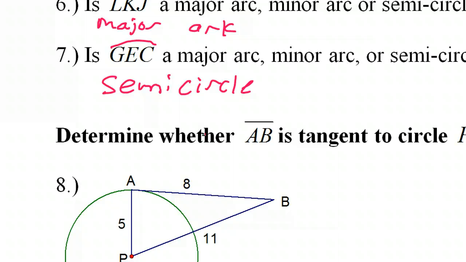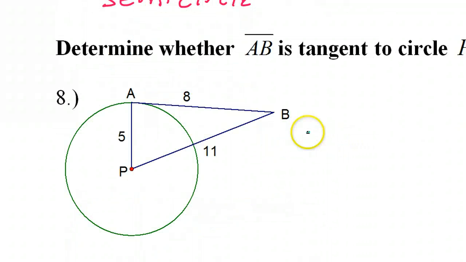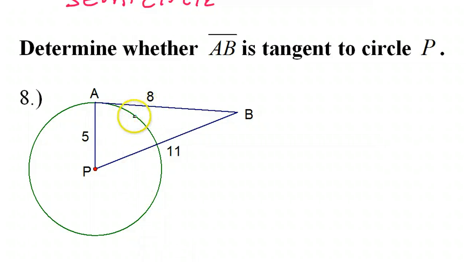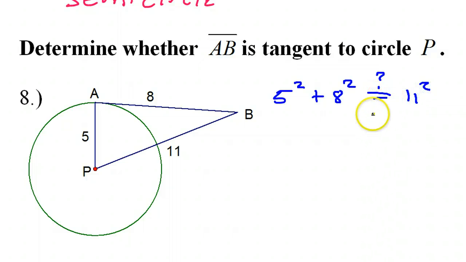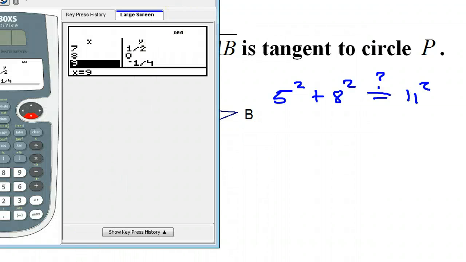Okay, determine whether segment AB is tangent to circle P. Well, a tangent is always going to be perpendicular. So if this is a tangent, then this should be a right triangle. So let's use the Pythagorean theorem and check it out. So if this is a tangent, 5 squared plus 8 squared should equal 11 squared. Just putting a little question mark on it because we don't know. So, but let's see. 5 squared plus 8 squared.